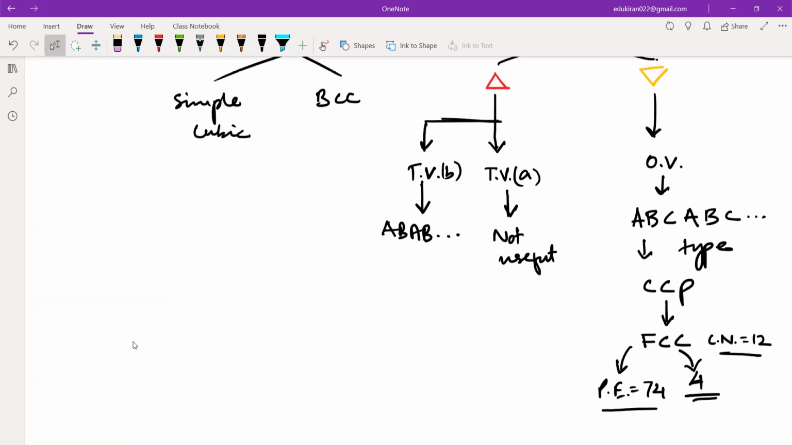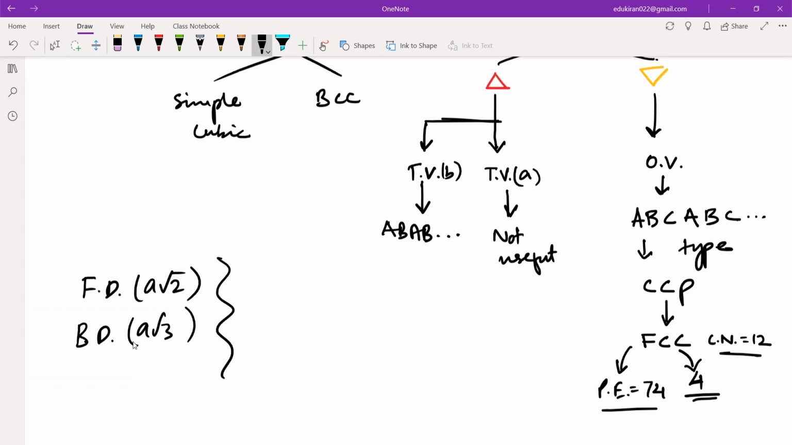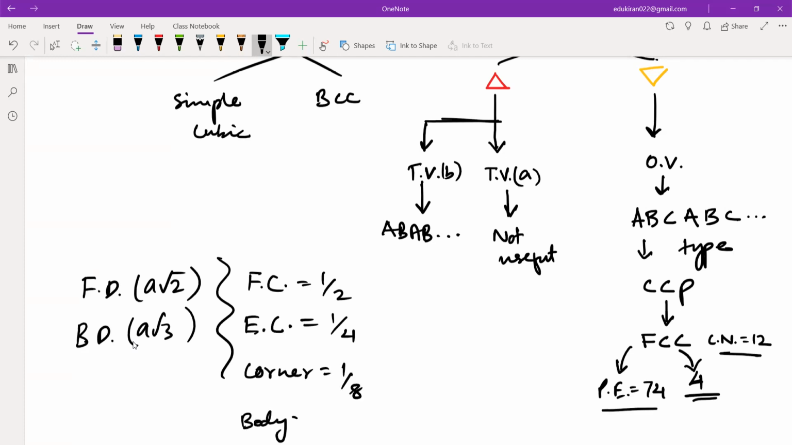So this is the information that you have to memorize. And furthermore, please remember, face diagonal is a root 2, body diagonal is a root 3. You also have to memorize the contribution of a face center atom is half. The contribution of an edge center atom is 1/4. If an atom is present in the corner, it is 1/8. And if it is present in the body center, it is equal to 1.